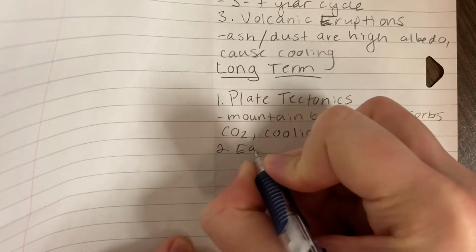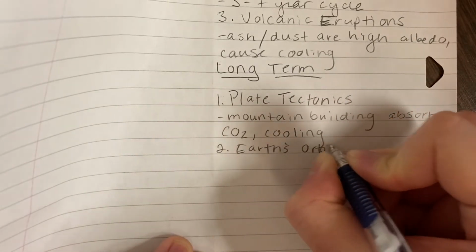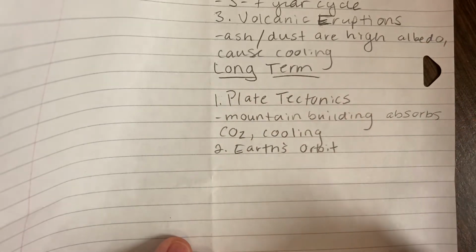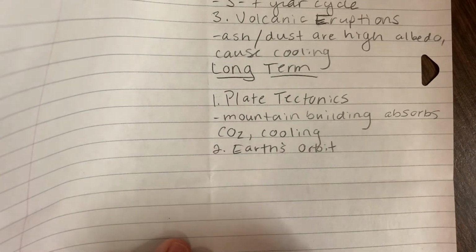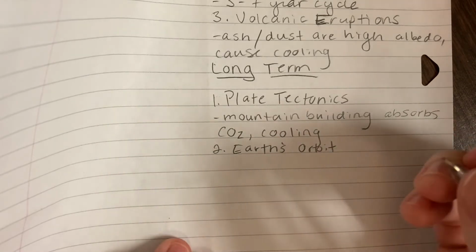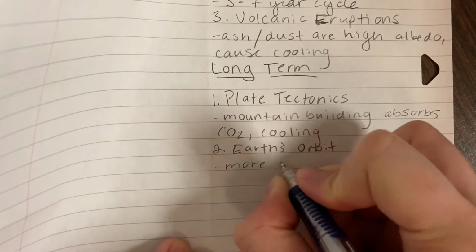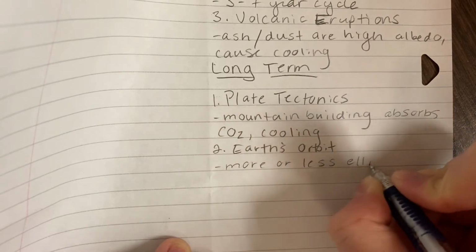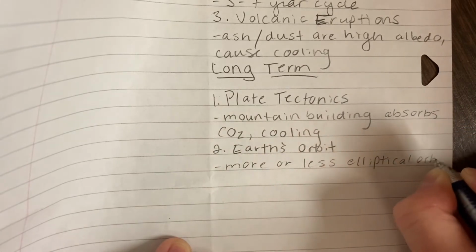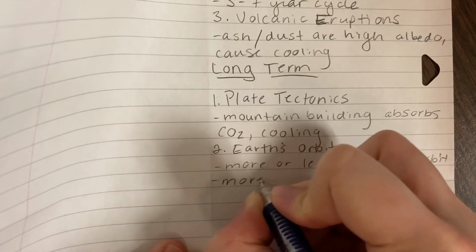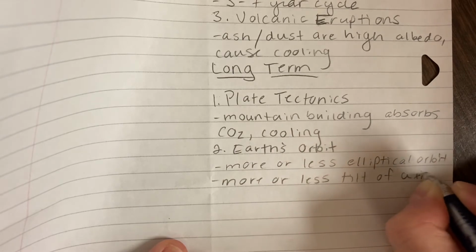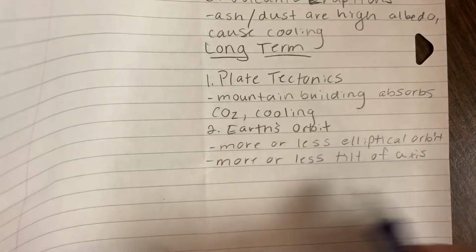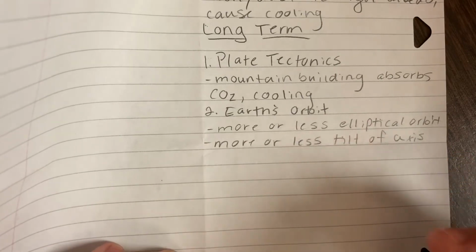Next, Earth's orbit. So the Earth's axial tilt, that's at 23.5 degrees right now, it wobbles a little bit, and then also the orbit around the sun can become more or less oblong. So as Earth's orbit changes, we'll just say more or less elliptical orbit and more or less tilt of the axis. If we just end up being closer to the sun during any of this, you can have a little bit of global temperature increase going on.